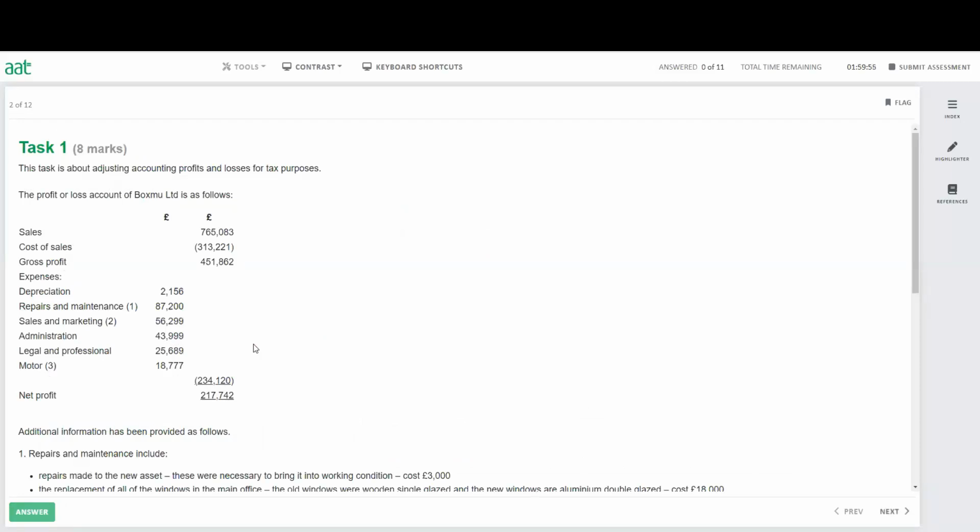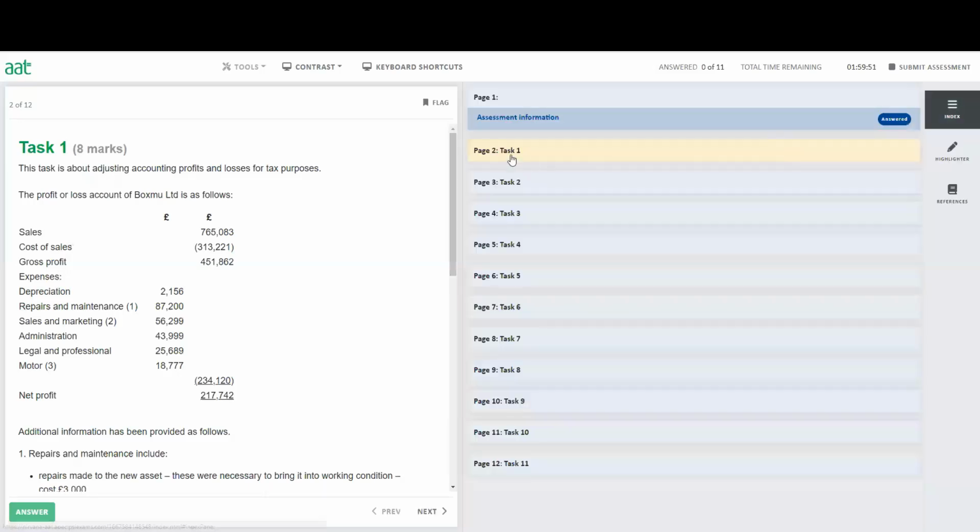As we said, on the right corner, we have the index. The index will give us how many questions we have. We can jump on the task from task 1 to task 11. Also, you can highlight information if you like. And also, we can clear the highlight.